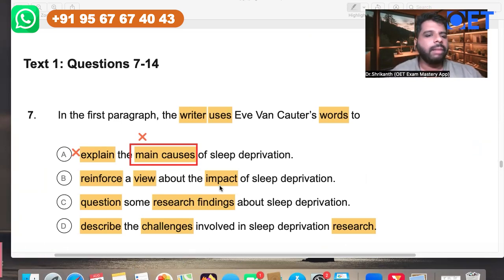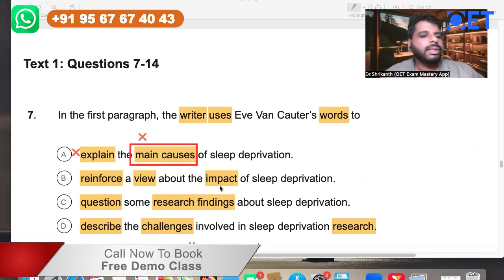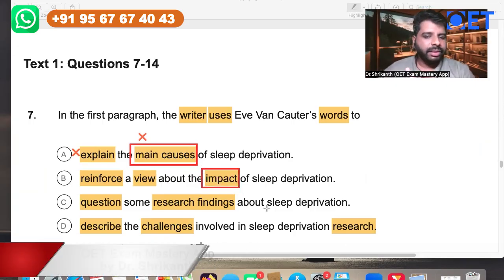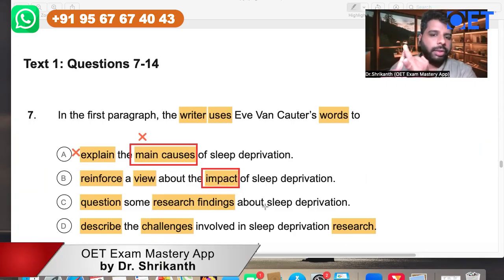Right. Now let's come to answer option B. Now, what is the B option telling us? B is telling us to reinforce a view about the impact of sleep deprivation. So, is the impact clearly mentioned? Yes, it is mentioned, right? Emotional distress, cognitive impairment, obesity. All those kinds of things were mentioned.